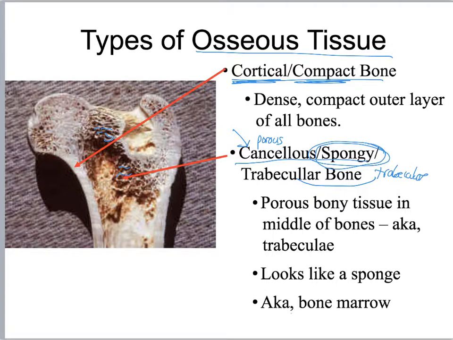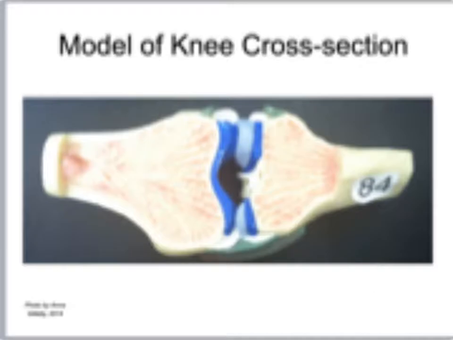The spongy bone is where you're going to find your bone marrow. We have two kinds. You've got your red and your yellow. You'll discuss that more in your lecture course. Let's go on and look at the next slide.